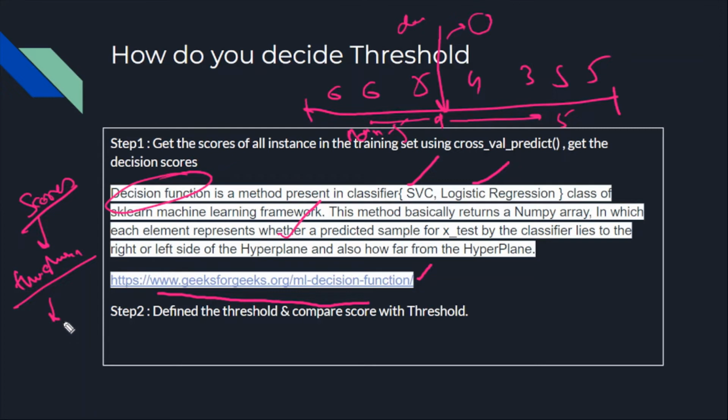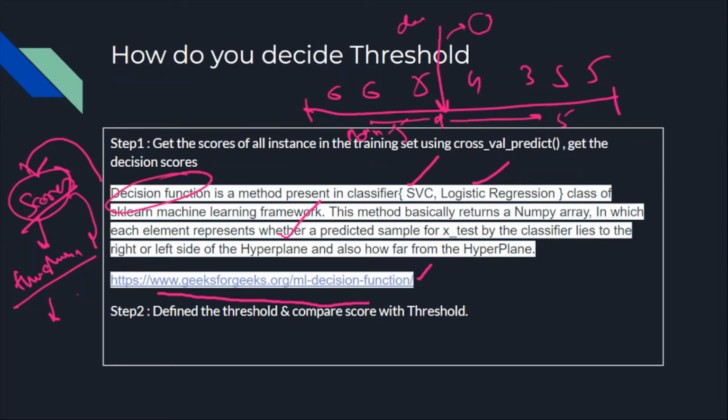We will definitely talk about how to decide a threshold. There is some practice we are following, but we will compare the score with the threshold and check whether that prediction is a positive prediction or negative prediction. Now how to get the score? We will get the score from the decision function, right? I hope you understand this one.